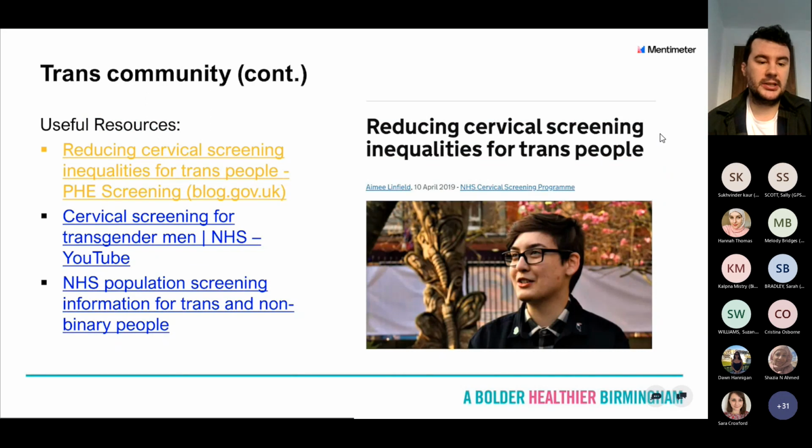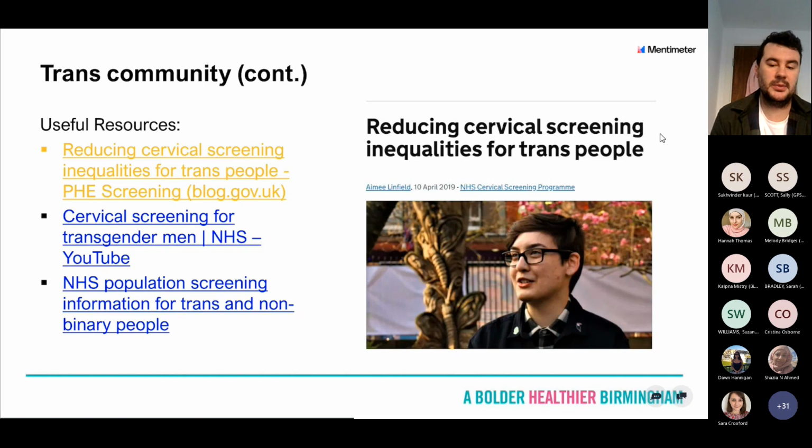So this slide contains some useful resources. If somebody can put in the reducing cervical cancer screening inequalities for trans people, we will share this with the webinar as well. There's cervical screening for transgender men, an NHS video that can be found on YouTube. And the link from PHE screening is really helping to provide case studies and stories of trans males who might have undertaken cervical cancer screening.